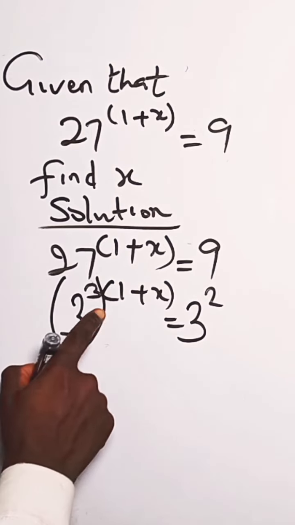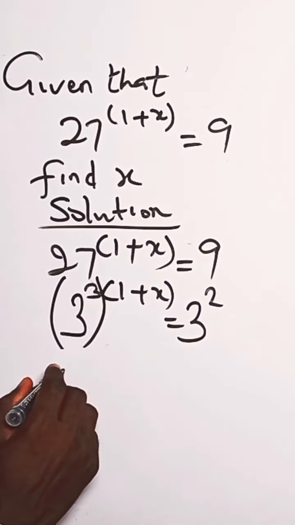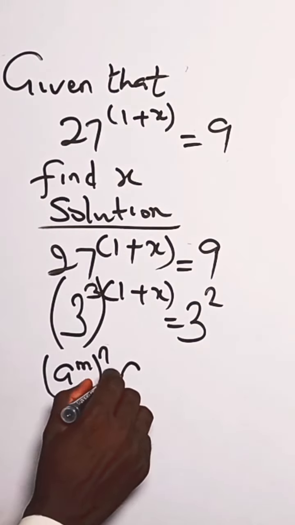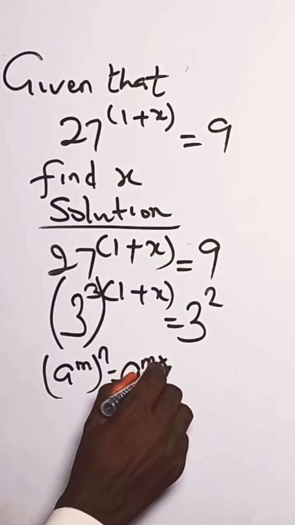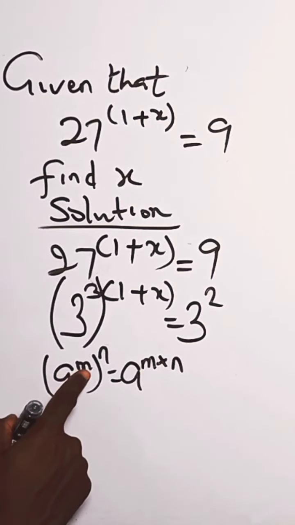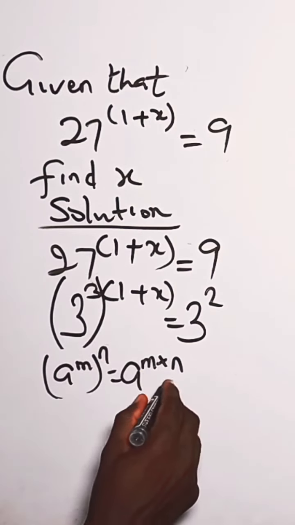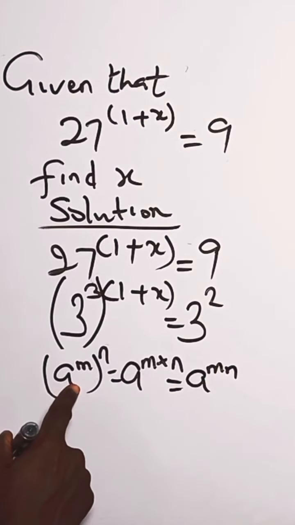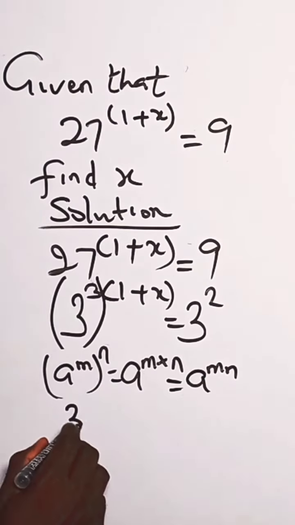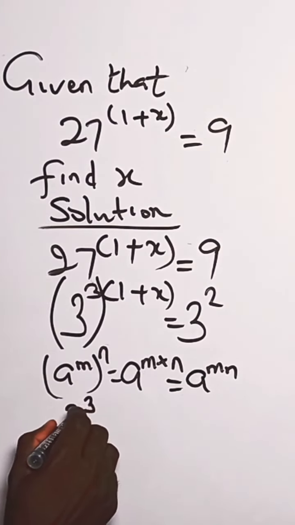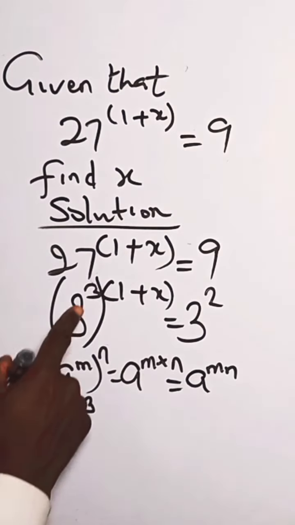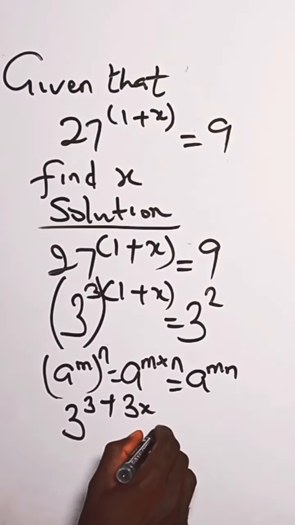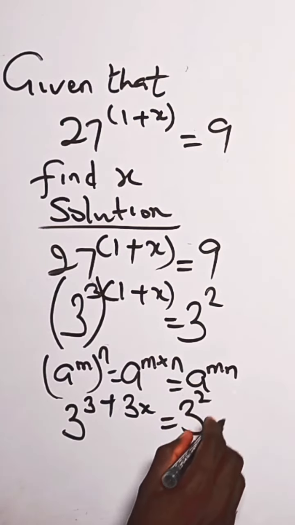So what do we do? We apply the exponent rule. It says a raised to power m, all raised to power n: the inner power we multiply by the outside power, so we have this as a raised to power mn. So we apply this here. We have 3 raised to power 3 times this. So 3 times 1 is 3, plus 3 times x is 3x, equals 3 raised to power 2.